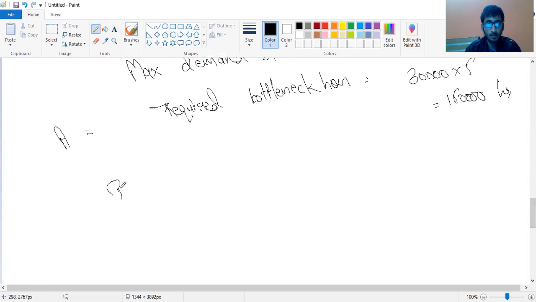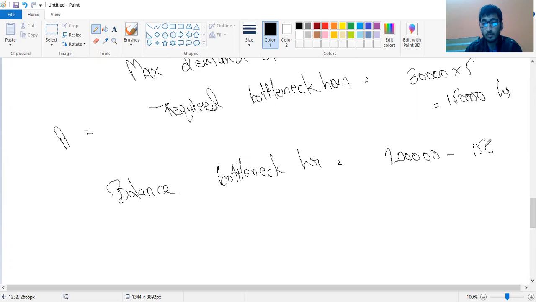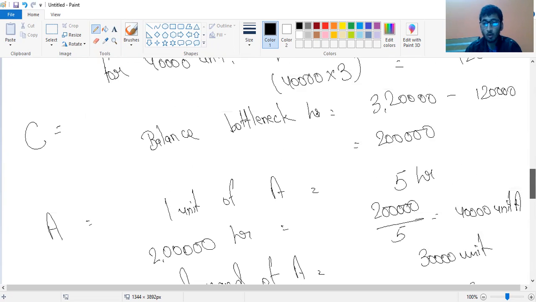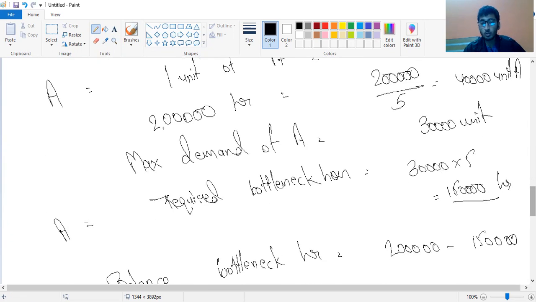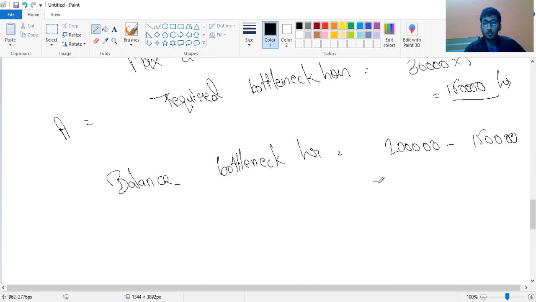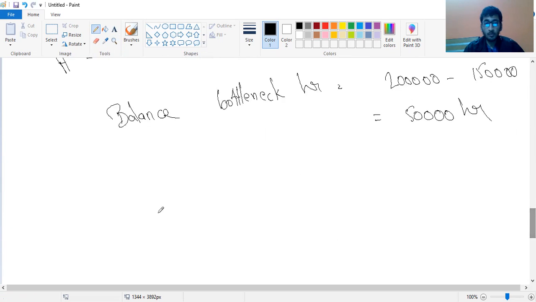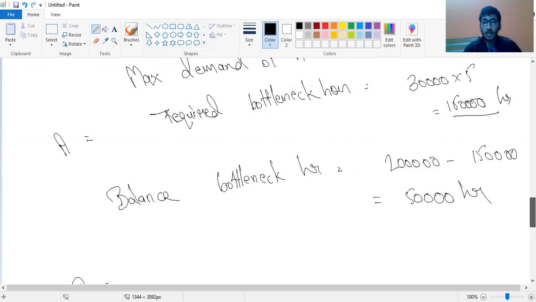Now the balance bottleneck hours: I can say 2 lakh minus 1,50,000. We have already used 1,20,000 hours for C. We have used 1,50,000 hours for A. Now we are left with 50,000 hours. Now we are left with B only. We are done with A and C.